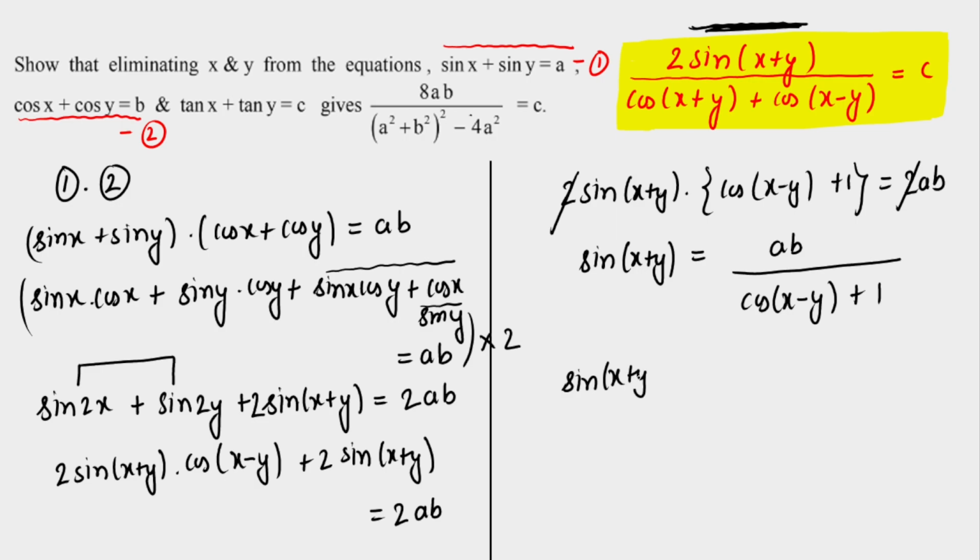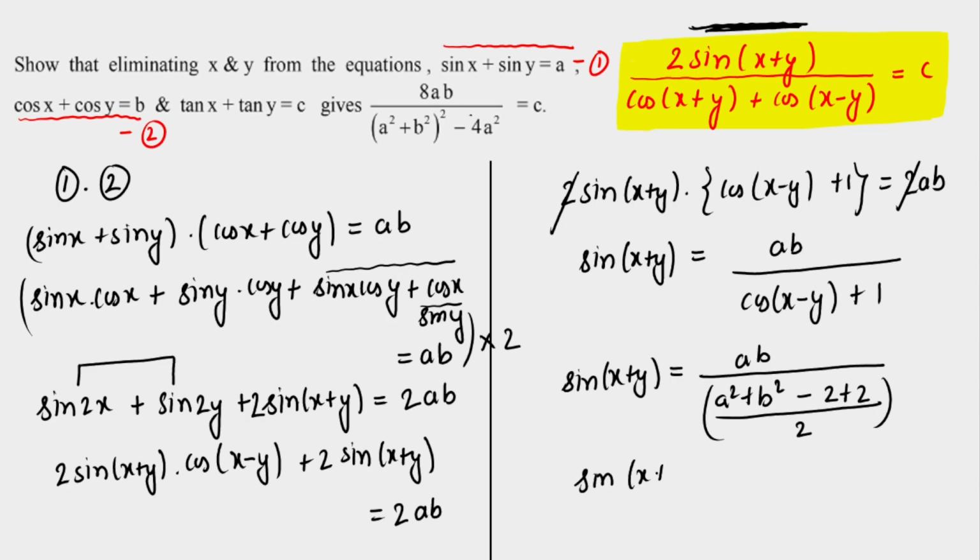From here sine of x plus y will be equal to ab divided by, the value of cos of x minus y is, I think, a square plus b square minus 2 upon 2. So I'm going to take immediately LCM. So we'll get a square plus b square minus 2 whole divided by 2, plus 2 whole divided by 2. Here I've taken LCM, that's why plus 2 here. The final value of sine of x plus y is equal to, this 2 will come in numerator, that is 2ab whole divided by a square plus b square. This is our value of sine of x plus y.